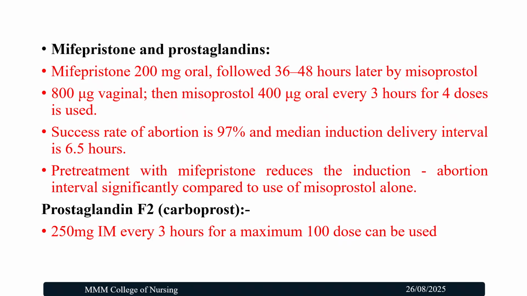And pre-treatment with mifepristone reduces the induction abortion interval significantly compared to using misoprostol alone. Then the fifth medical method is prostaglandin only. Here 250 milligram IM every 3 hours for a maximum of 100 doses can be used.